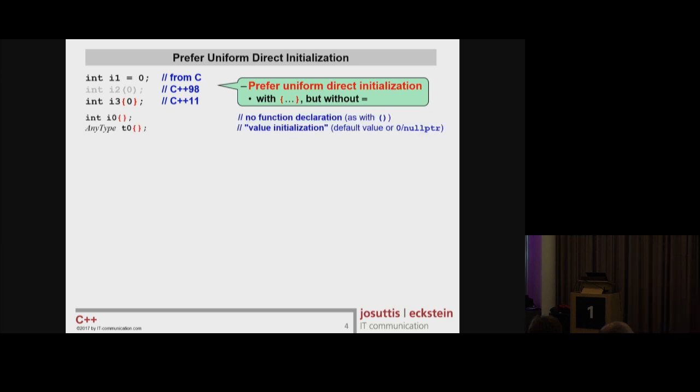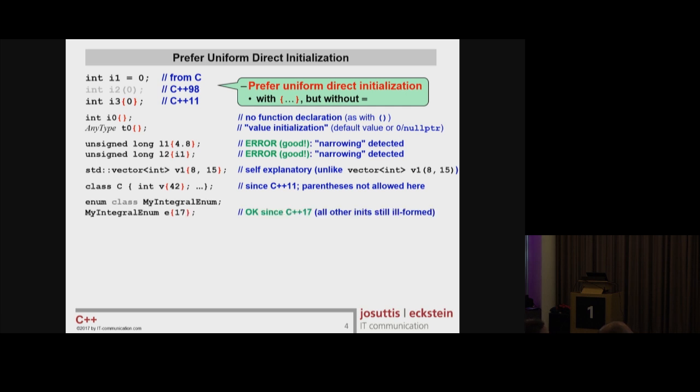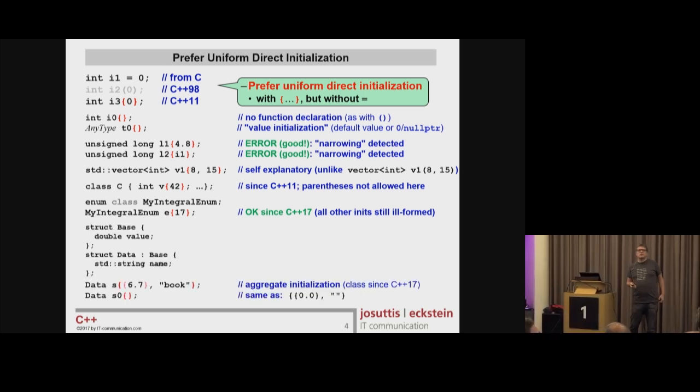It always works to initialize an object if you pass no arguments. It detects narrowing. It is self-explanatory. It works in areas where some other pieces of initialization do not work. For example, to initialize a member in a class, you can't use parentheses. And there's no other way to initialize an enum other than using braces. And it's the way aggregates are being initialized. So don't be surprised that I use braces in all my examples.